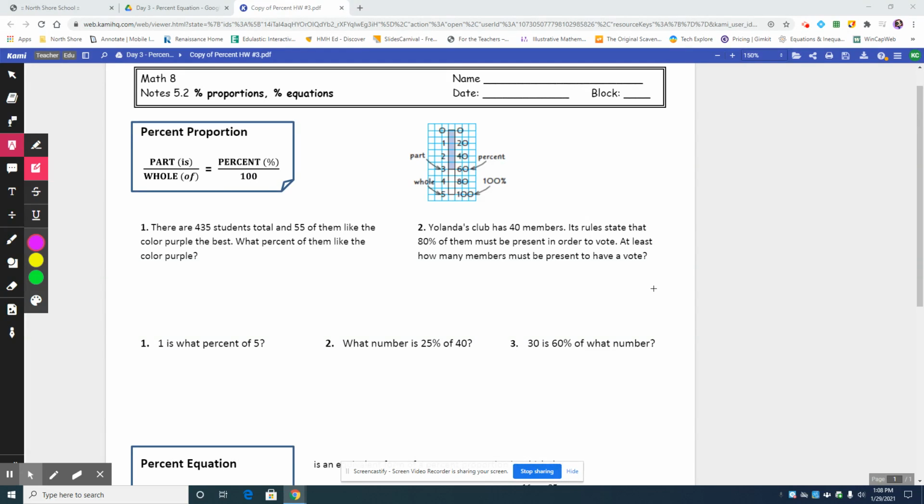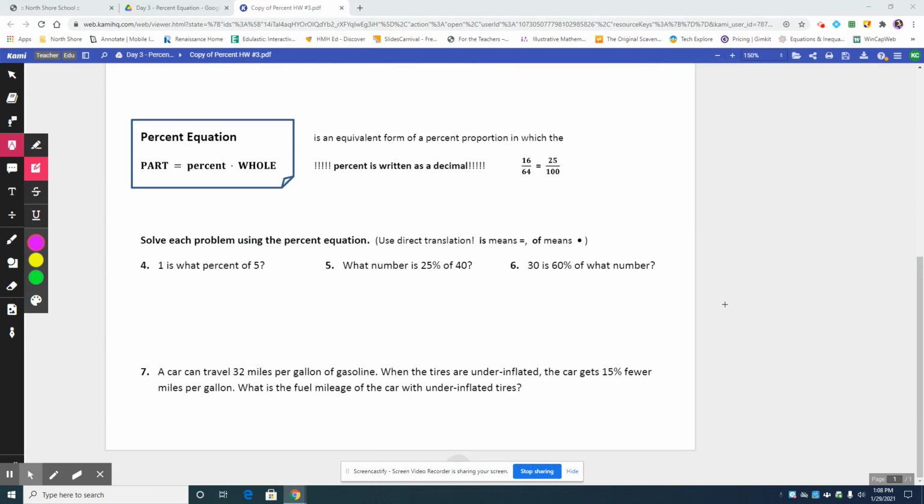Alrighty guys, this is your video for your homework. The top part asks you to solve these questions using the percent proportion. The second half asks you to use the percent equation.